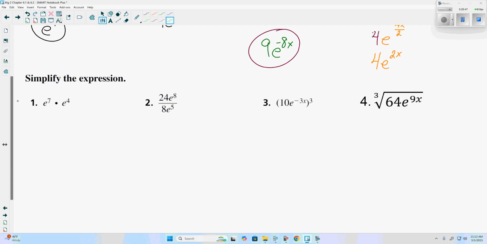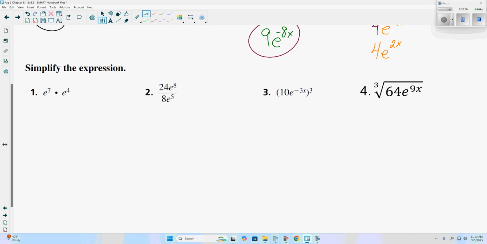All right, let's look at the next 4. e to the 7th times e to the 4th is what? e to the 11th. 24 e to the 8th over 8 e to the 5th. 3 e to the 3rd. 24 divided by 8 is 3. e to the 8th divided by e to the 5th, we can subtract the exponents. 8 minus 5 is 3. Since it's bigger on top, it stays on top. But we have 8 of them on top, 5 on bottom, so 5 will cancel out with 5 of the ones on top, leaving us with 3 left.